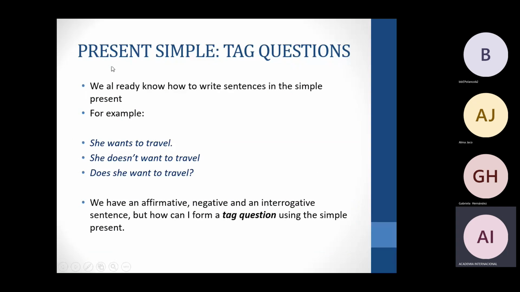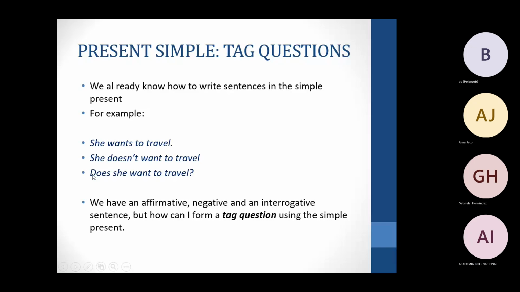Okay. Present simple or simple present is the same. Simple present tag questions. Este es el tema. Tag questions. We already know how to write sentences in the simple present. For example, ya vimos el tema. She wants to travel. She doesn't want to travel. A negative sentence, an interrogative sentence. Does she want to travel?